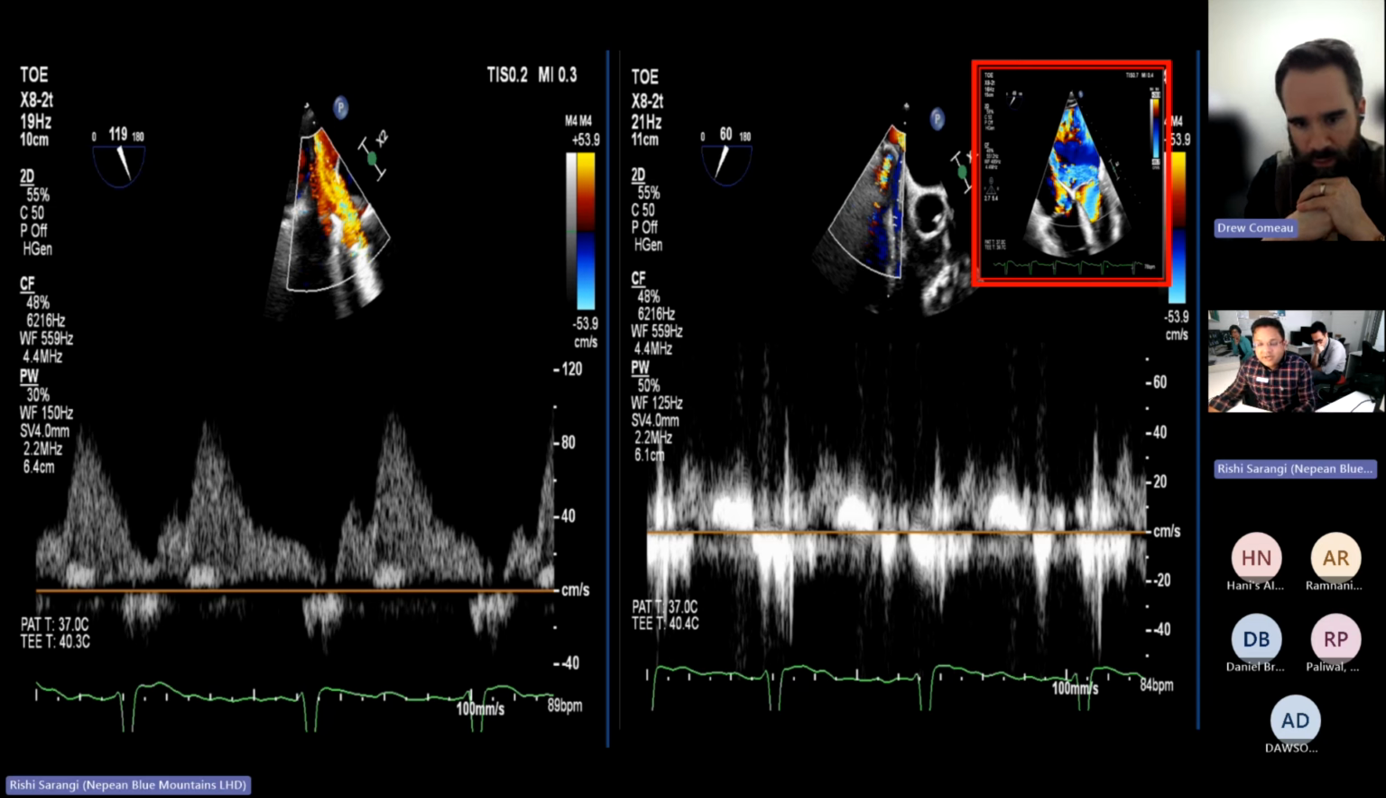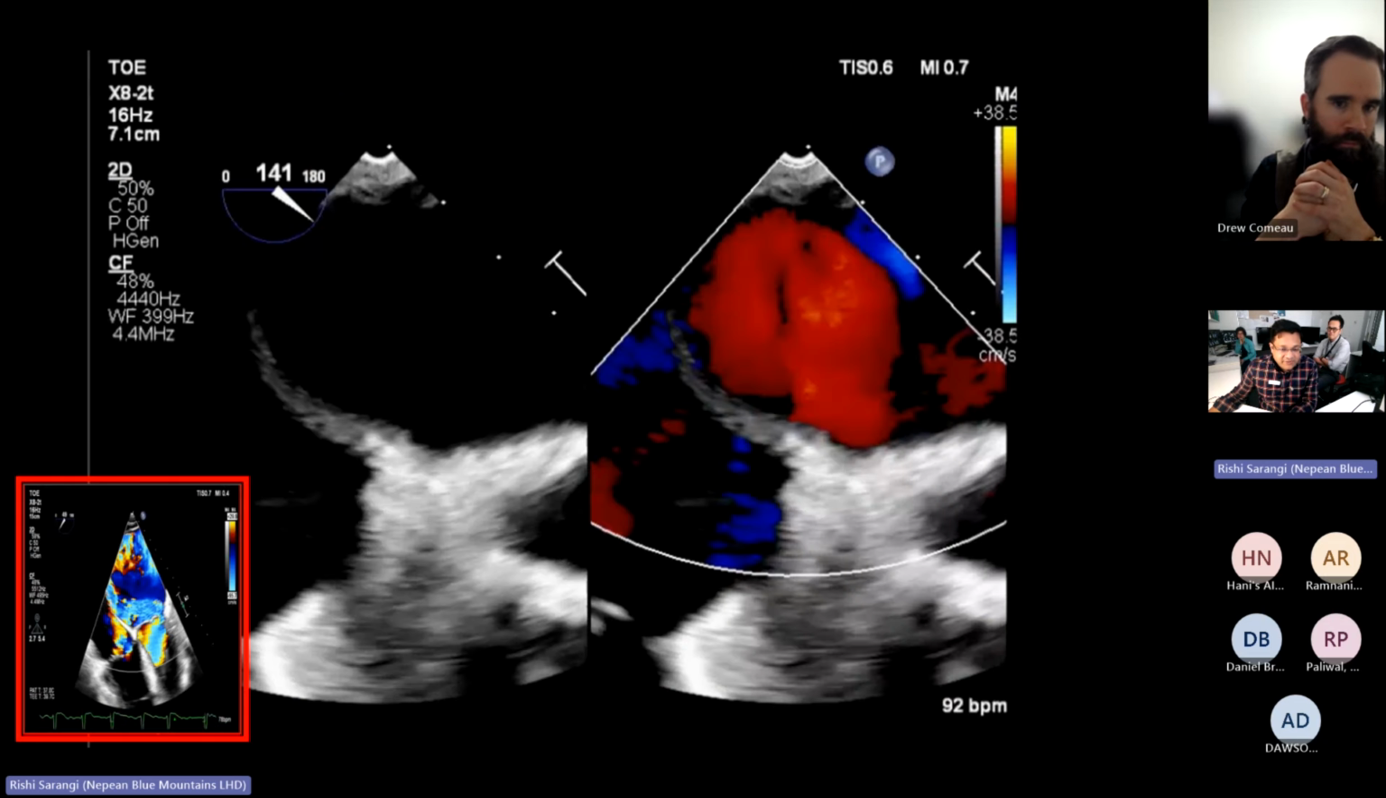Absolutely. And this is what I want to highlight: the textbook pictures are great when we get them, but at least for me, the majority of times those things are hard to get. If we have a mechanism, if you are strongly suspecting the severity, and if you are getting a pattern like this, I would call it severe MR. I would call it a reversal in this case.